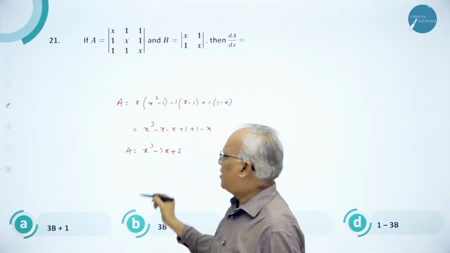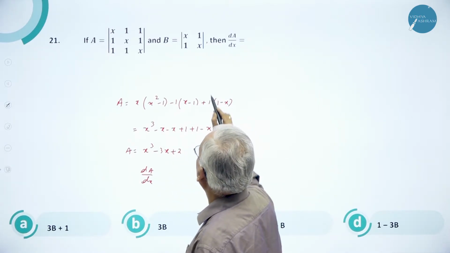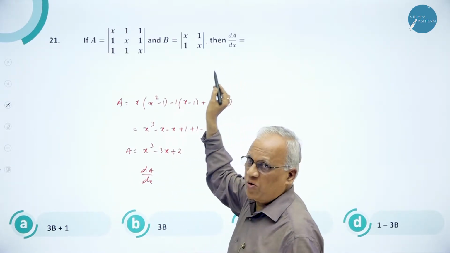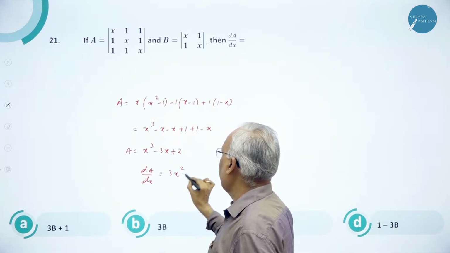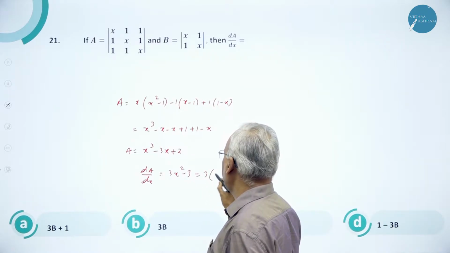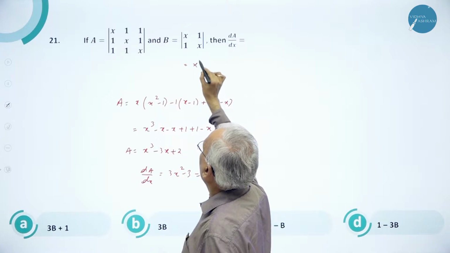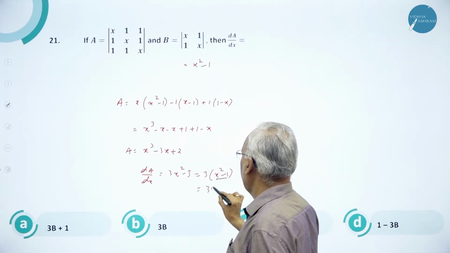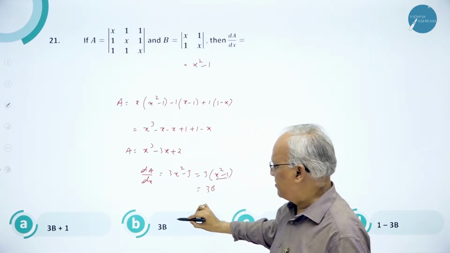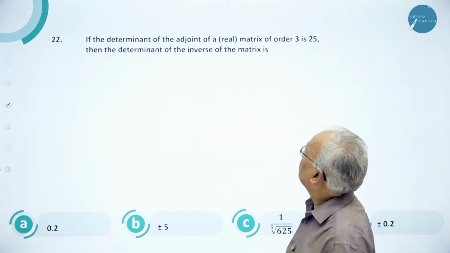Now differentiate, you get dA by dx is equal to 3x squared minus 3, which is 3 into x squared minus 1. You must know this is nothing but B, x squared minus 1. So this is 3B. Therefore, 3B is the answer. Next, if the determinant of the adjoint of a matrix of order 3 is 25.